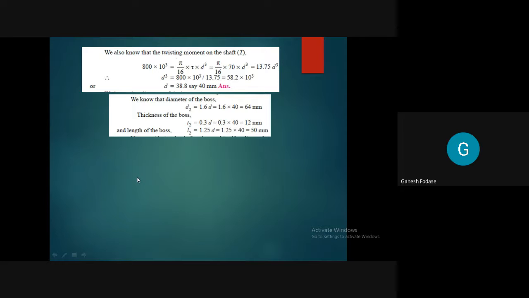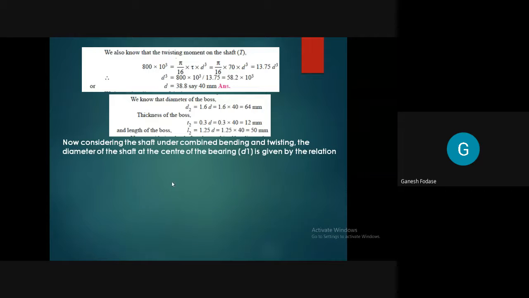Third step: we need to find the diameter D1. Considering the shaft under combined bending and twisting, the diameter of the shaft at the center of the bearing is given by a relation. The square root of P squared L squared plus the other squared term is nothing but the equivalent twisting moment, which is responsible for producing torsional stress in a shaft of diameter D1. Hence by using this formula we can find D1.